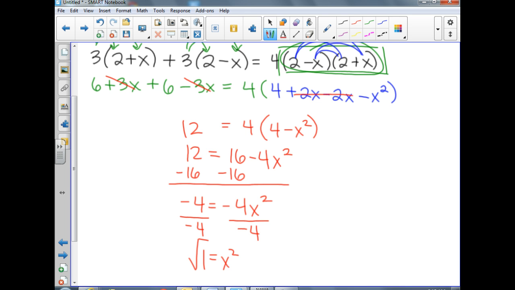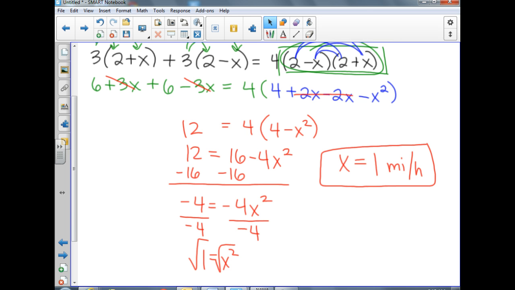Square root to get x by itself. So what does x equal? What's the square root of 1? Just 1, and so that is the current. So we'll say 1 mile per hour. So there's a lot of work after you set it up because it's such a lengthy problem, but it's the same type of problems you've been solving. Yes, we did all that for 1 mile per hour.